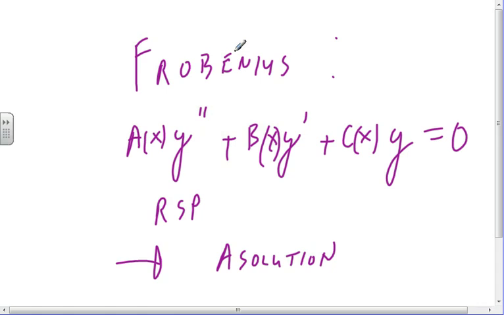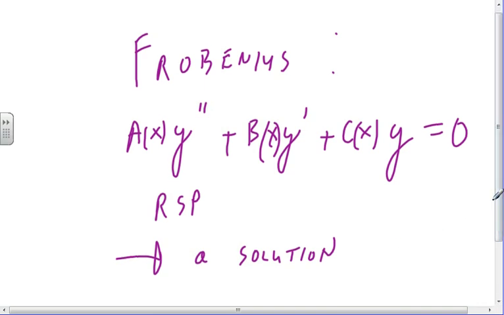Now, when I had a second order differential equation, I was always looking for two solutions. This time, I may not have two solutions. I may have two solutions, that's fine, but he only guarantees one. If I have an irregular singular point, I shouldn't be bothering with the method at all because it won't work. So that would be the other side of the coin.